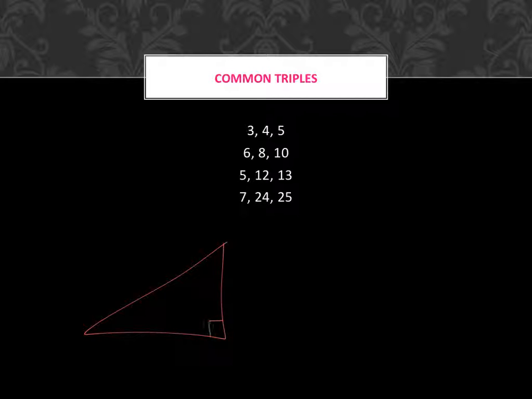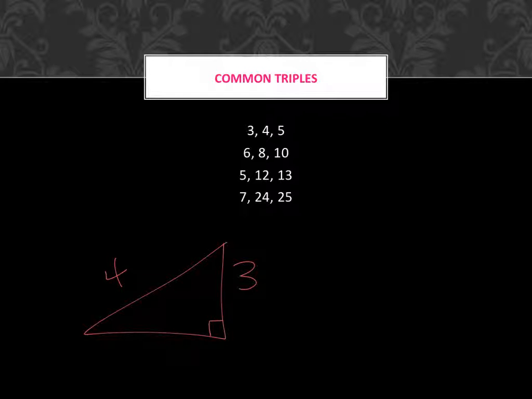Just don't get this confused. Like if this is 4 and this is 3, is that missing side 5? No, what would be wrong with that? It's not the hypotenuse, it's not the longest side, right? You can't put a leg as 5 and the hypotenuse as 4. Does that make sense? So the hypotenuse has to be the longer side.